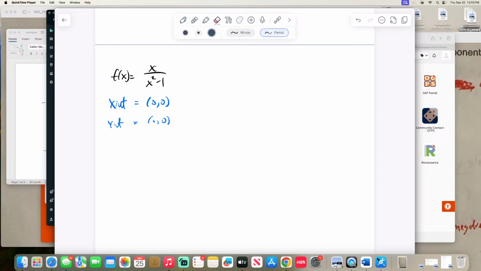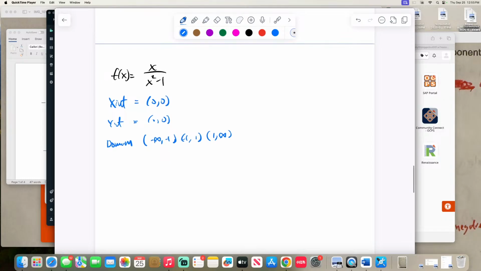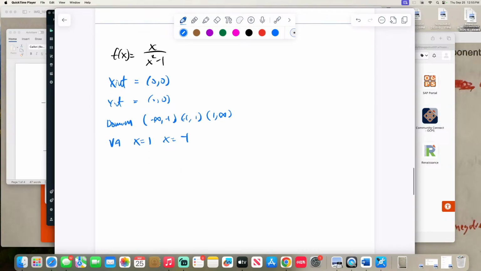Then you have a domain, right? What is the domain of this function? Well, x cannot equal -1 and 1. So negative infinity to -1, -1 to 1, and 1 to infinity. Okay, this is going to come back as crucial when you're doing the second derivative. This matters in a lot of cases. The vertical asymptotes are x equal to 1 and x equal to -1. This also matters, just as much as the domain. So you have to know that.